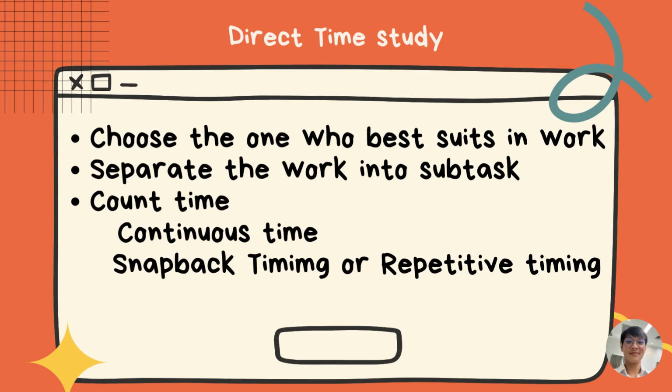First, we have to choose a specified employee for at least 4 weeks and split the work between machine and resource process. The last is time counting. Time counting has continuous timing and snapback timing or repetitive timing.